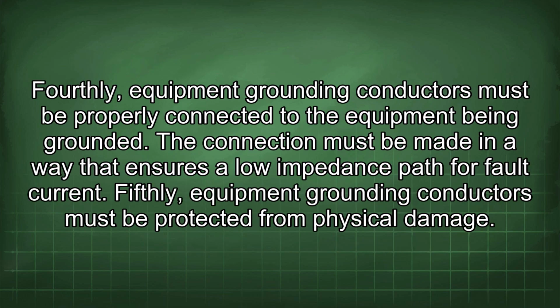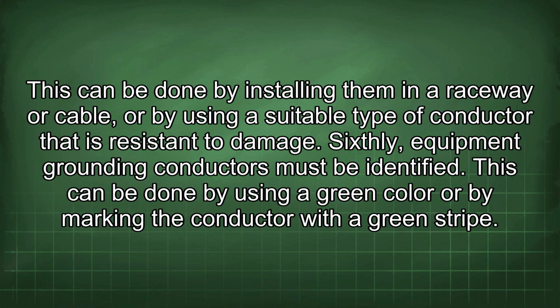Fourthly, equipment grounding conductors must be properly connected to the equipment being grounded. The connection must be made in a way that ensures a low impedance path for fault current. Fifthly, equipment grounding conductors must be protected from physical damage. This can be done by installing them in a raceway or cable, or by using a suitable type of conductor that is resistant to damage.